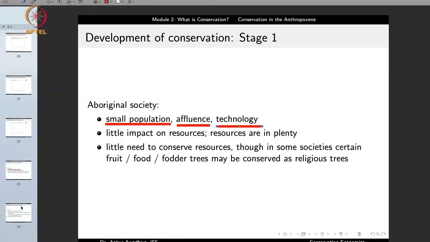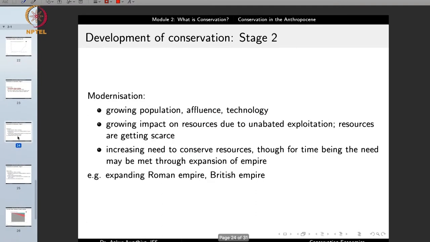So in the Aboriginal societies, we see that there was hardly any talk of conservation, although a few trees, such as the fruit trees or the fodder trees, were revered as religious trees. And so they were conserved. So we had a very small feeling of conservation that was mostly religious, that had little to do with the amount of impact that we have on the ecosystem. So that is the first stage of development of the society.